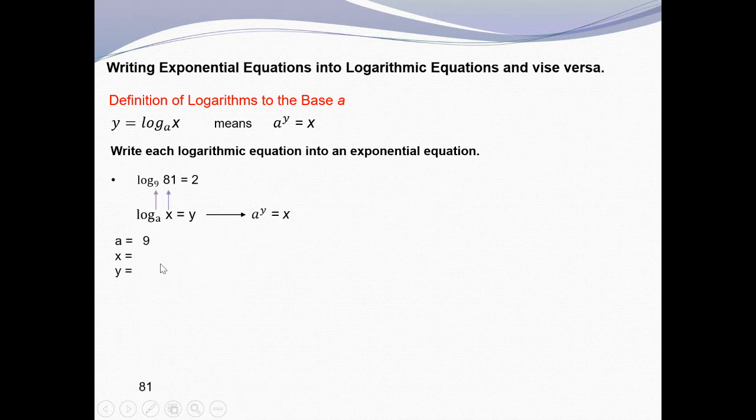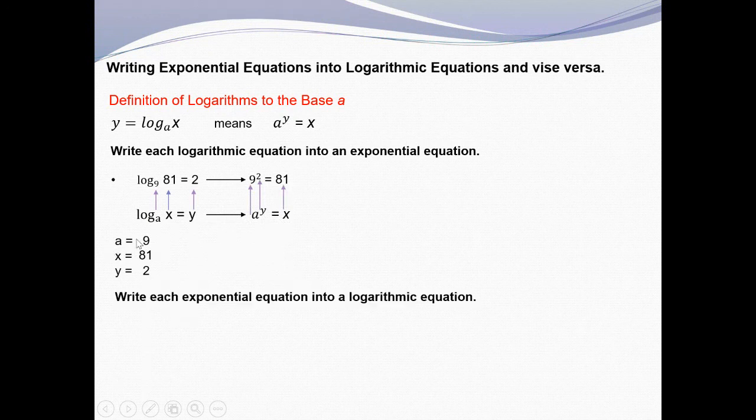X is 81, and y is 2. So now we go back here. So it's going to be 9 to the 2nd power equals 81, right? There's my 9, which is my a. There's my y, which is 2, and my x is 81. Okay, this is not that complicated. Just know what the a, x, and y are.